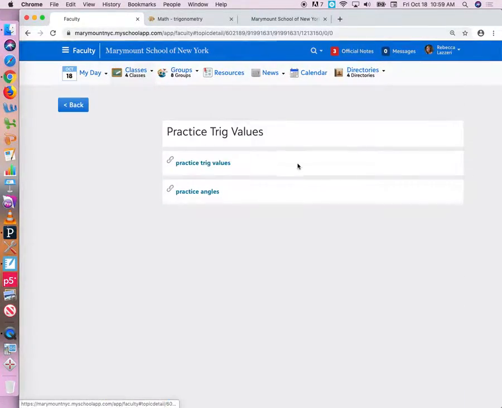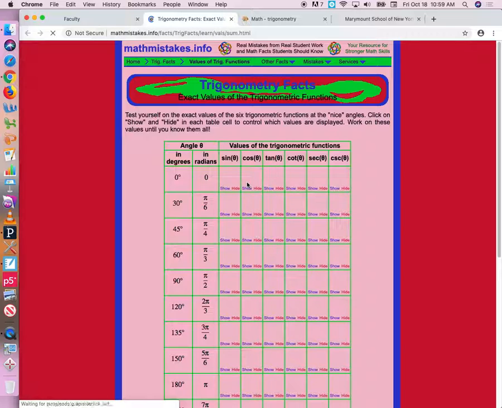Practice trig values. And this is really cool. Like you're thinking in your head, like sine of 0 is 0, and then you can click show so that you can see if you got it right. Do y'all see what I mean? So you can kind of think through these, all right? Like say I just wanted to test myself on the tan of 120. I'm thinking in my head that should be negative root 3. And then you can just click it. It's like little virtual flashcards.